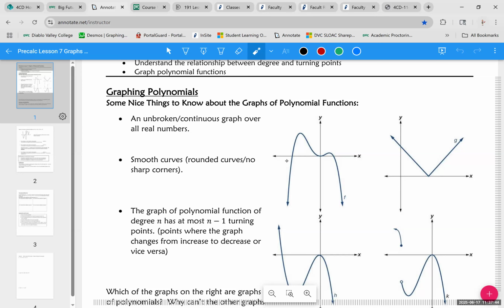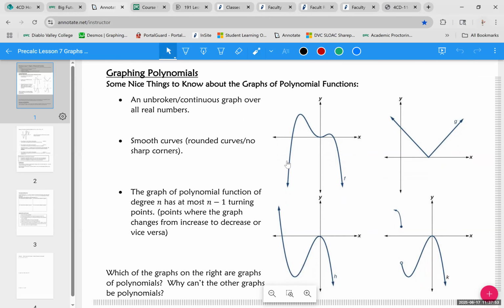So polynomial functions are unbroken continuous graphs. Your pencil is never going to pick up and jump from one spot to another when you're graphing a polynomial. It'll be a smooth, continuous curve. And in fact, it is smooth. It's rounded. All of your curves or turning points are rounded. There are no sharp corners when you graph a polynomial.